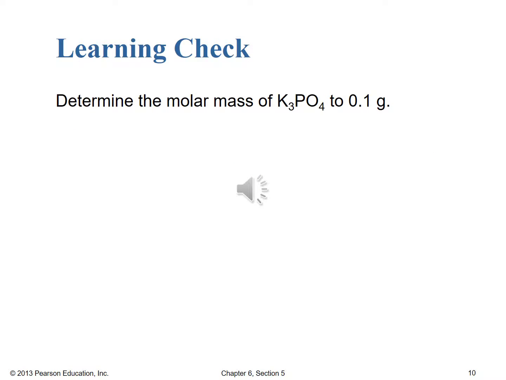Now that we've worked an example together, let's follow up with a learning check. And in this learning check, you are going to determine the molar mass of potassium phosphate to the nearest 0.1 gram. So apply those same principles that we just used. Now you've got a third element to worry about. So just take care to do the molar mass for the contribution of each of these elements in the correct quantity, sum them up at the end, and when you're ready, after you pause the video now to do your work, start it back up and we'll see how you did.